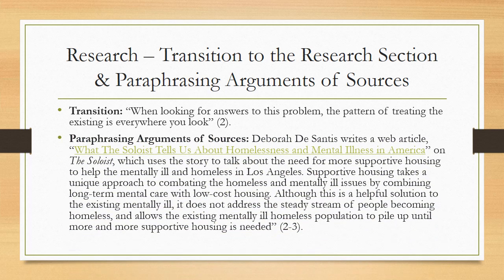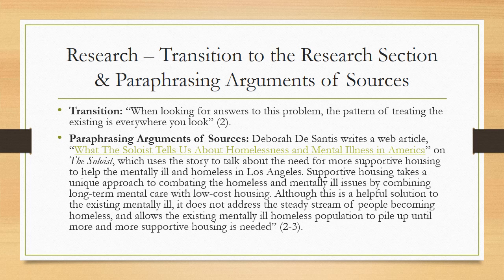Deborah DeSantis writes a web article on The Soloist, the film, which uses the story to talk about the need for more supportive housing to help the mentally ill and homeless in Los Angeles. Supportive housing takes a unique approach to combating the homeless and mentally ill issues by combining long-term mental care with low-cost housing. So you can quote from your sources if you do, keep the quotes brief. What I like about what the student does here is he paraphrases. So he's putting the article's main argument into his own words.